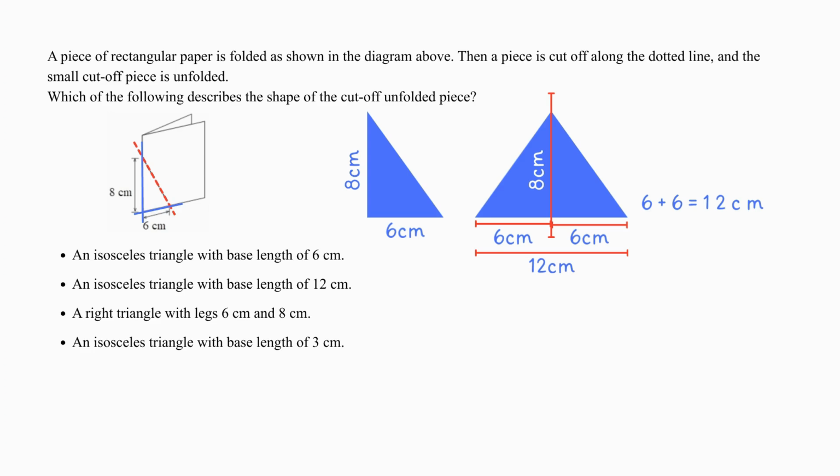So, what shape do we have when it is opened? The two slanted cut lines will be exactly the same length, because they are reflections of each other. Therefore, by unfolding the paper, we doubled the width of our base, but kept the same shape symmetrical. So, the unfolded piece is an isosceles triangle with a base length of 12 centimeters.